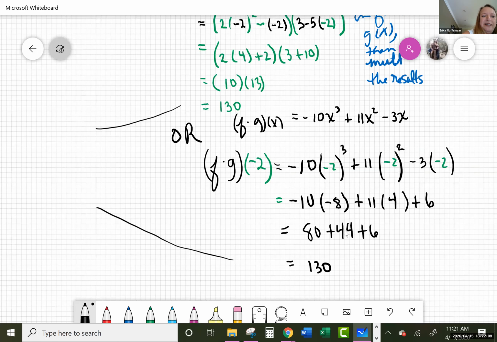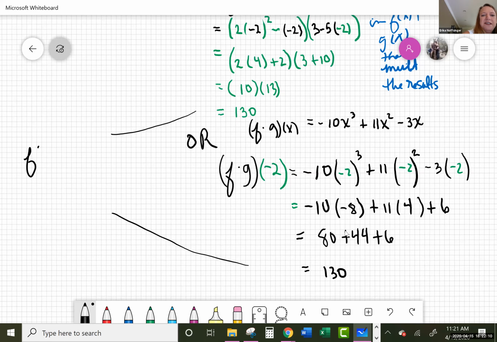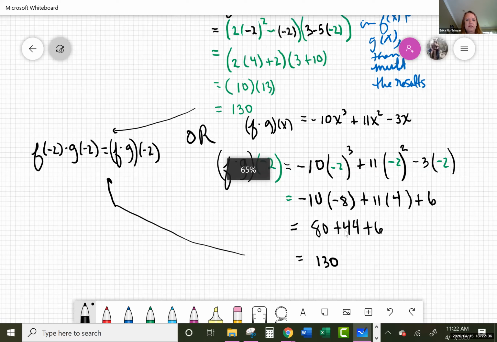So basically, f of -2 times g of -2 is the same thing as f times g of -2. And again, you don't want to think of that as the distributive property. You want to think that is the function when x is equal to -2 when you're multiplying.